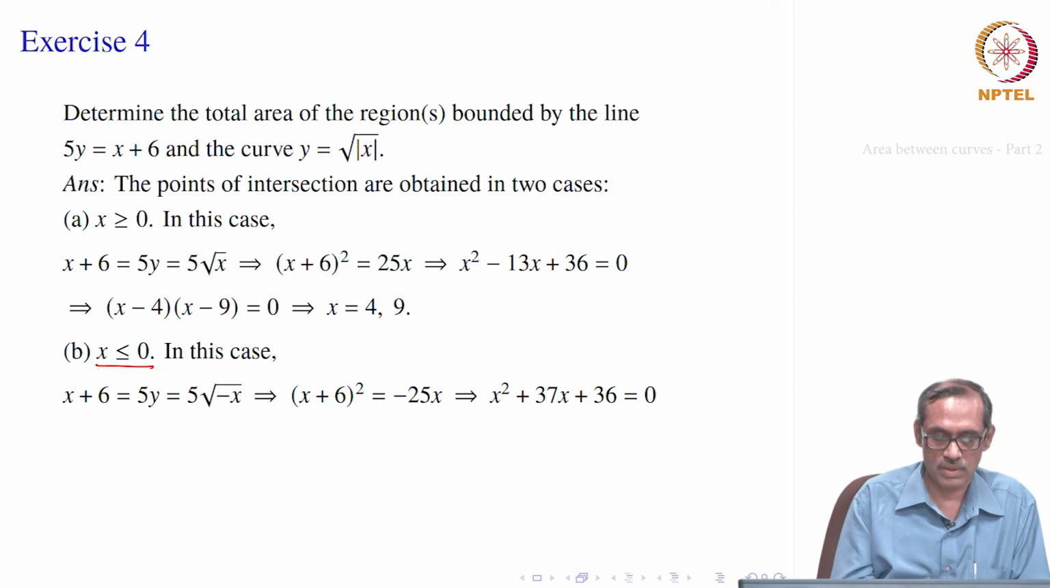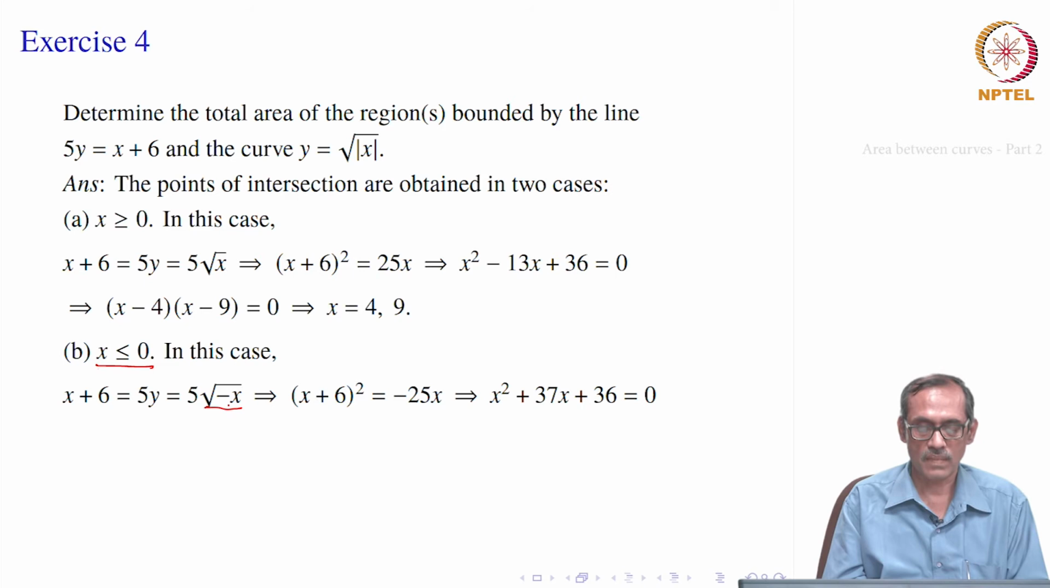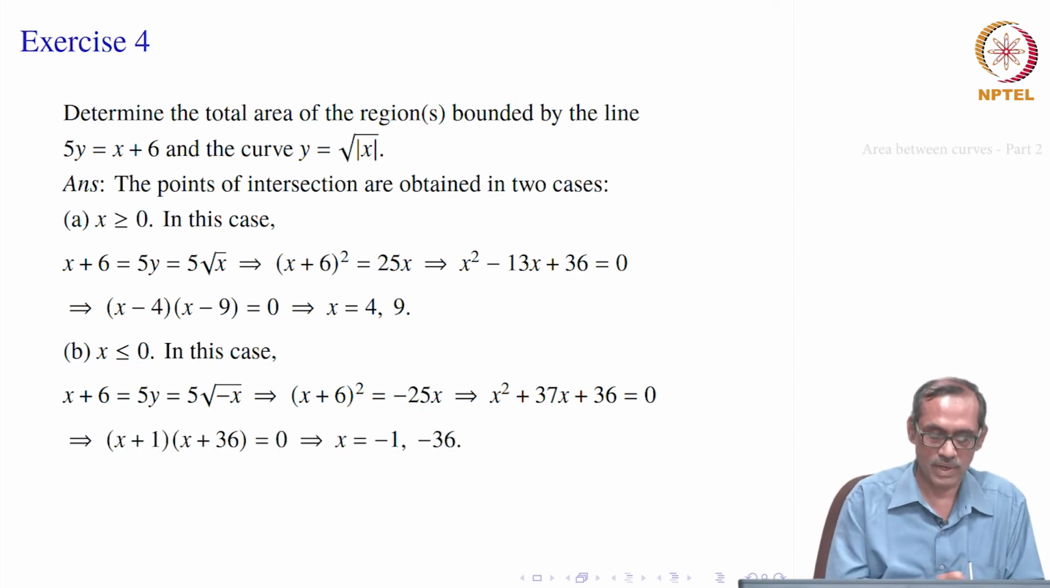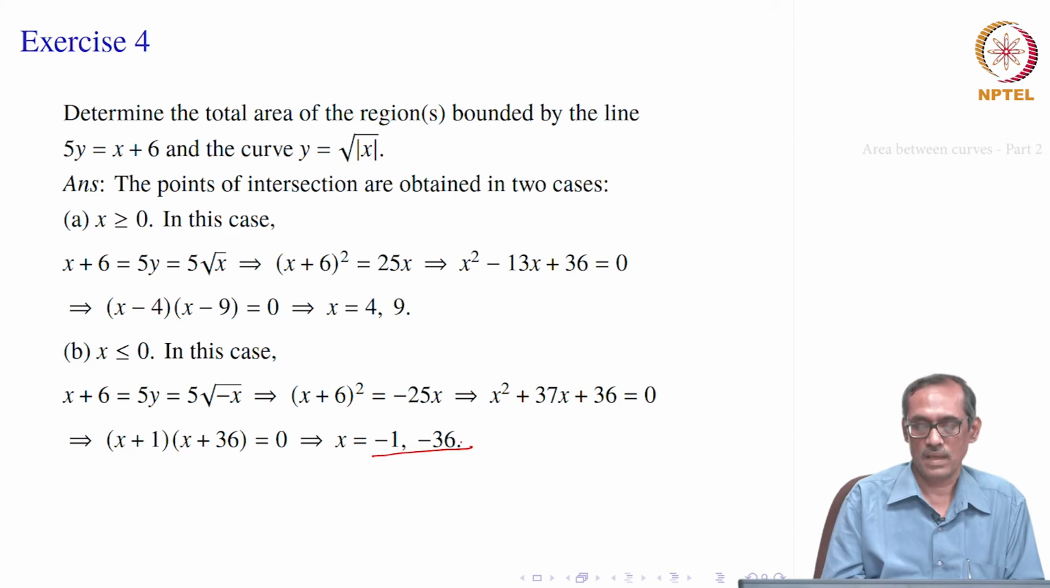When x is less than or equal to 0, we have x plus 6 equal to 5y as earlier, but now square root of mod x becomes square root of minus x. Squaring, we get x plus 6 whole square equal to 25 into minus x, or minus 25x. So, we get x square plus 12x plus 36 plus 25x, that is x square plus 37x plus 36 equal to 0. Again we factor them, and that gives two solutions, x equal to minus 1 or minus 36.